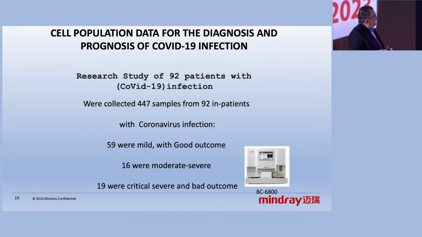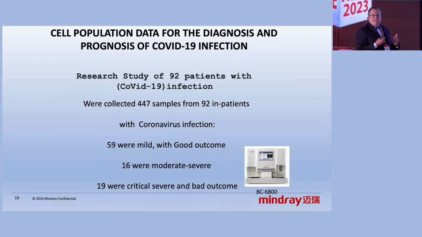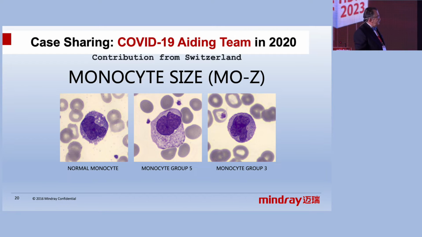This is a study I did myself in collaboration with Wuhan, a hospital, at the beginning of the COVID infection, analyzing 447 samples from 92 COVID patients. In this case, for me, it was good also to assess if they have severe COVID or mild COVID. But the more important was to predict, because I am focused on the clinical application of the parameters. And I was interested in predicting which patients will go bad and which patients will go good.